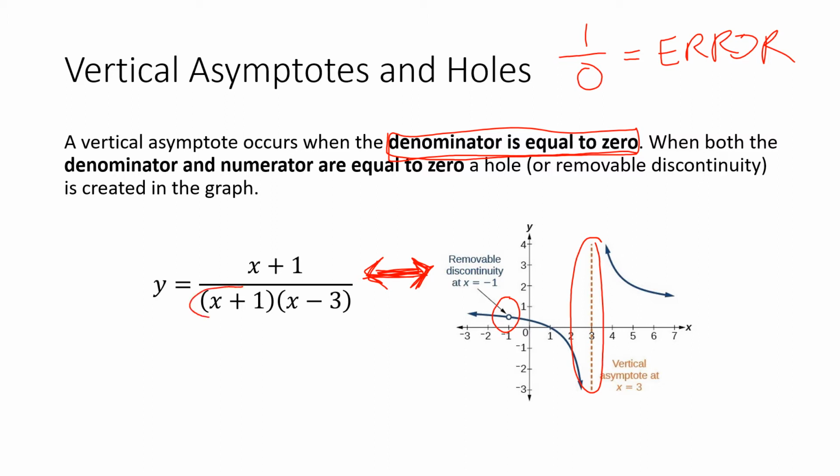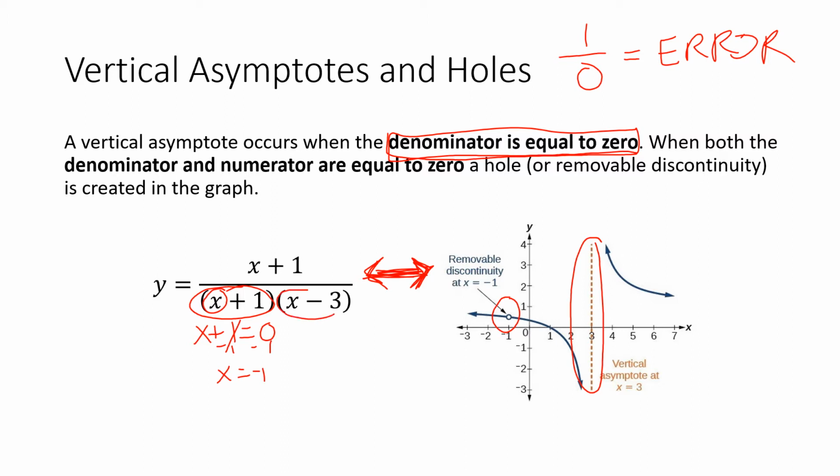So see this first factor? If I set that equal to 0, and solve for x, so I would subtract 1 on both sides. We end up with x equals -1. Plug in -1. -1 plus 1 is 0, and you can't divide by 0. That's going to pose a problem when you graph it.